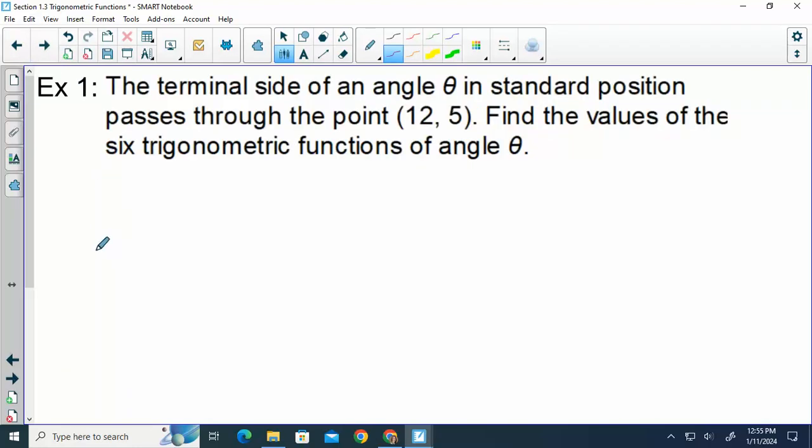So here is our first example. The terminal side of an angle in standard position passes through the point (12, 5). If you're writing this down, you don't want to write down everything, you can just write down the point is (12, 5). We need to get the values of the 6 trig functions.